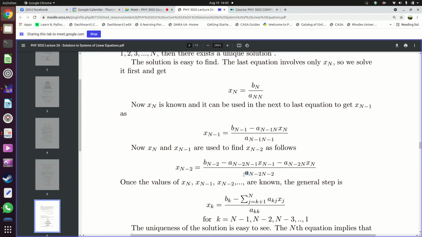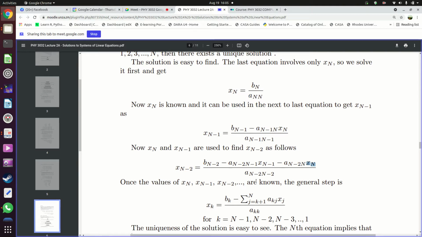At the bottom, you're going to have your a_{n-2,n-2}. Then next you're going to have a minus, then you're going to have the a, but the a is going to have the same row number as this, so a_{n-2}, then next you're going to have the column. The column number is going to be 1 plus n minus 2, which is n minus 1, then x_{n-1}, then another minus a_{n-2,n}, then you add 1 to what you have, so you end up with n, then you're going to have x_n here.